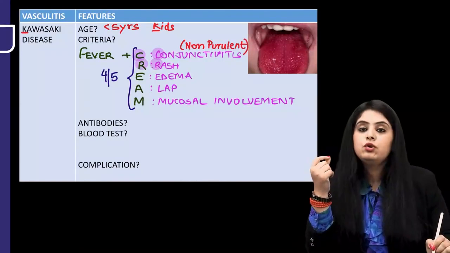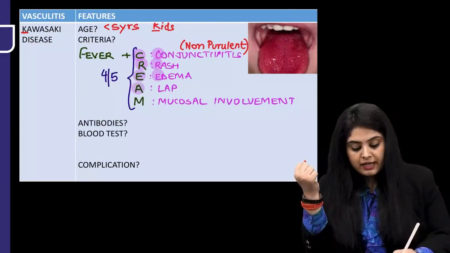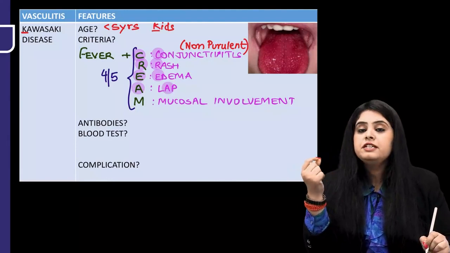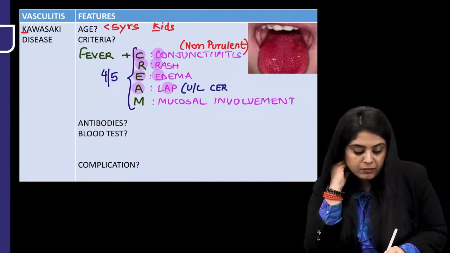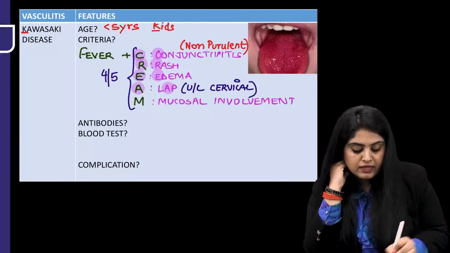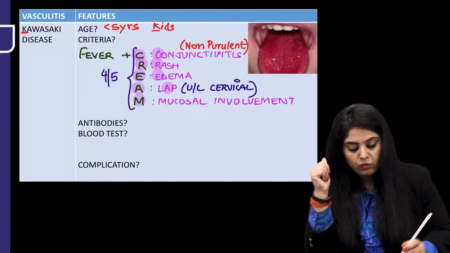R is for rash all over the body. E is for edema, the child will be swollen. A is for adenopathy, lymphadenopathy. Usually they are unilateral cervical lymphadenopathies. And what is M? M is for mucosal involvement.